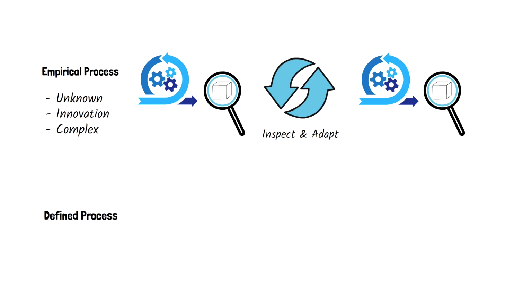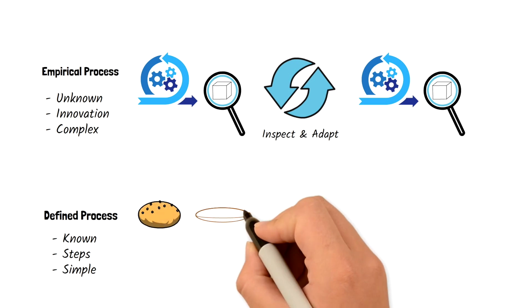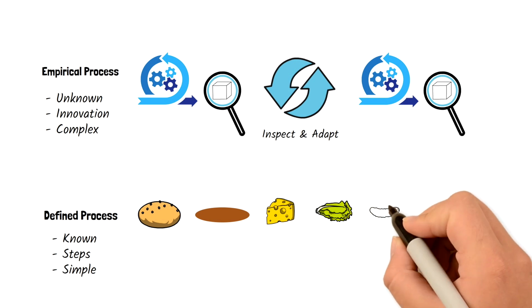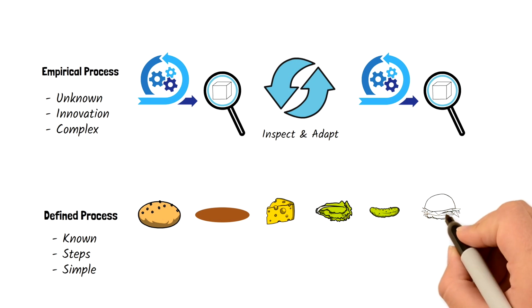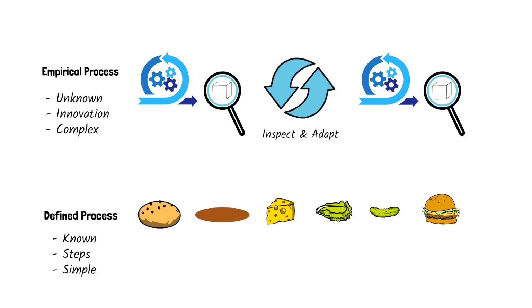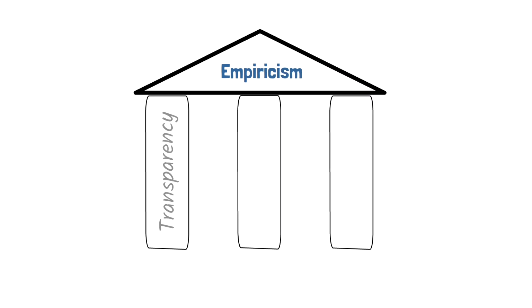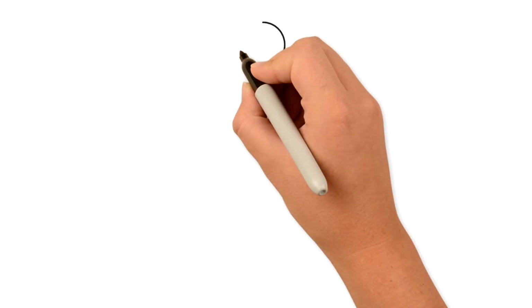In contrast, with a defined process, each step is known upfront and can be documented and implemented end-to-end. For example, in the fast food business, making a burger has a predefined set of steps, which makes it easy for each new employee to learn the process and make a burger based on the instructions provided. To implement an empirical process in practice, we need to have 3 pillars of empiricism, which are transparency, inspection, and adaptation. Empirical process is built on the idea of inspecting and adapting instead of a step-by-step defined process.